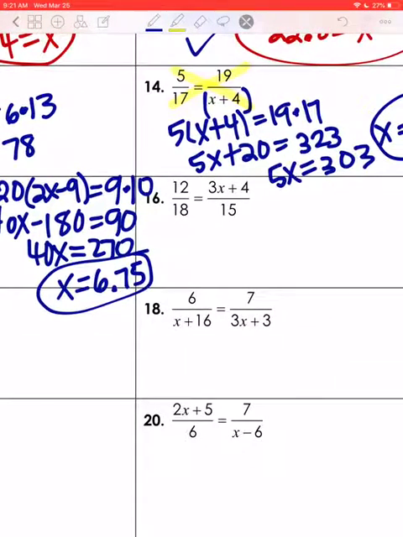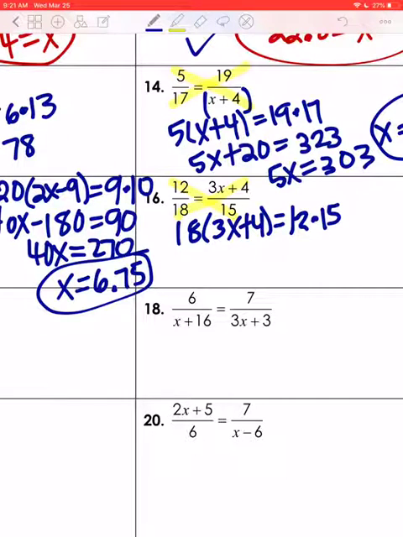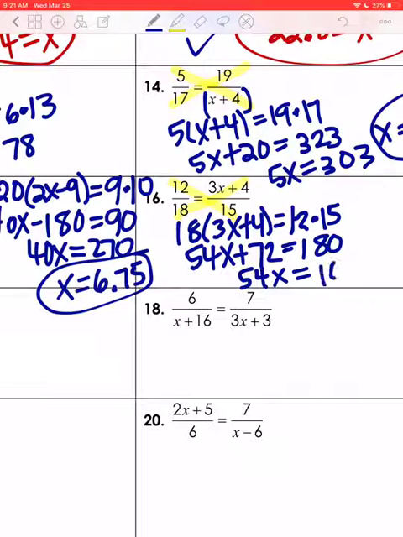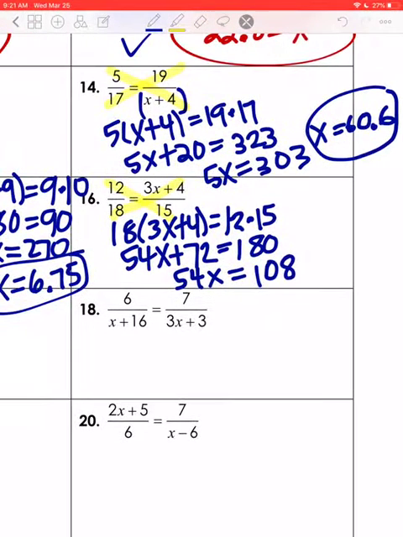All right, 16. Multiply across here, and I get 18 times 3x plus 4 equals 12 times 15. Okay, and now 54x plus 72 equals 180. Okay, 54x equals 108. Divide both sides by 54, and x equals 2.